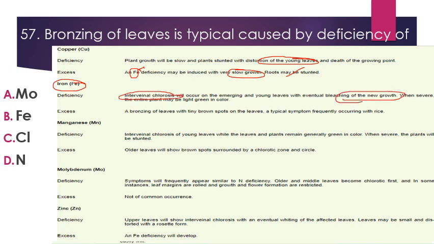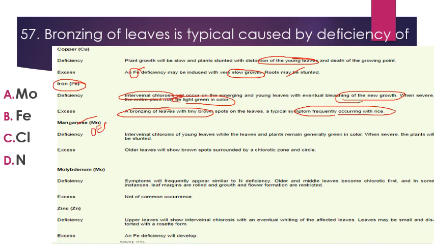Next important element is iron. Its deficiency causes interveinal chlorosis and slow growth. When severely deficient, the entire plant may be light green in color. Its excess causes bronzing of leaves, and is the typical symptom frequently occurring with rice.